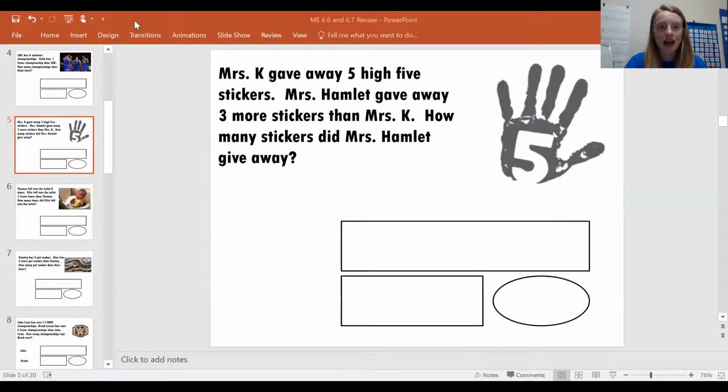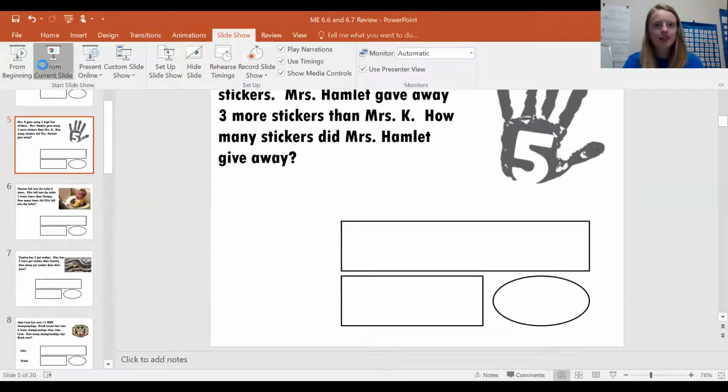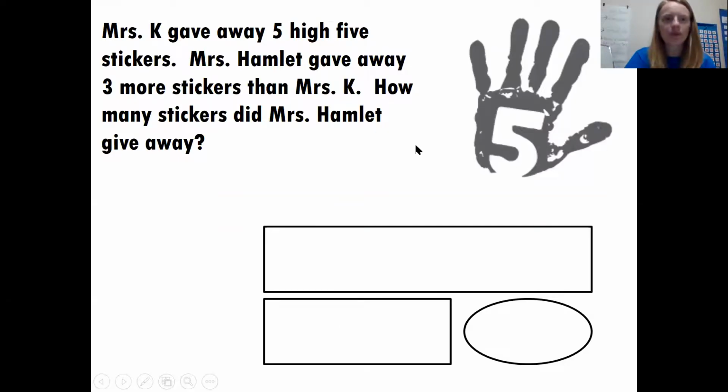I told you that we would practice our high fives. So let me start my slides. Let's read the story together. Mrs. K gave away 5 high five stickers. Mrs. Hamlet gave away 3 more stickers than Miss K. How many stickers did Miss Hamlet give away?